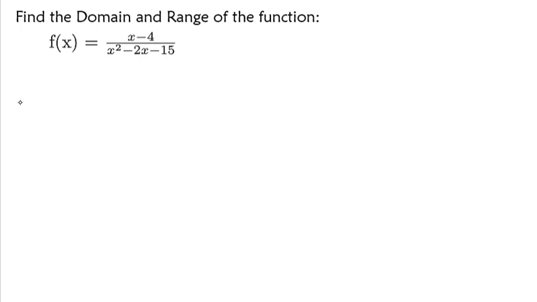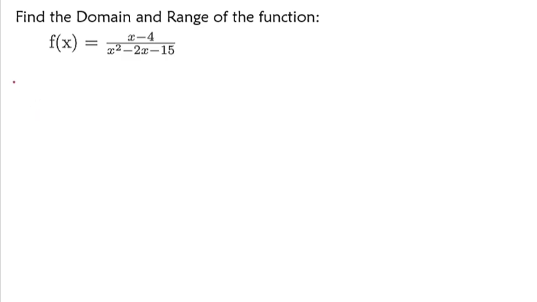Find the domain or range of the function f of x is equal to x minus 4 divided by x squared minus 2x minus 15. Alright, so it's important to note that range is all the possible outcomes for the y, and domain is all the possible input values for the x.